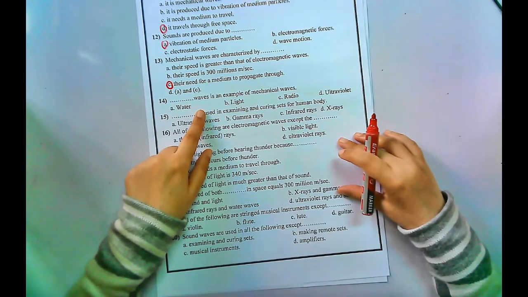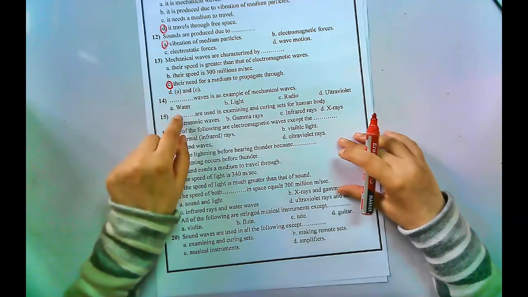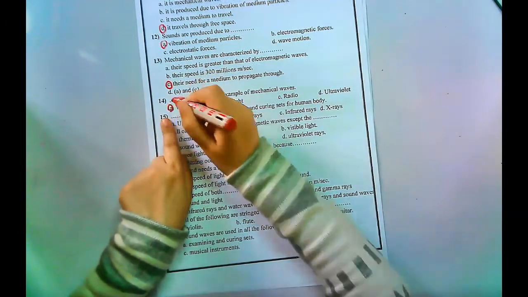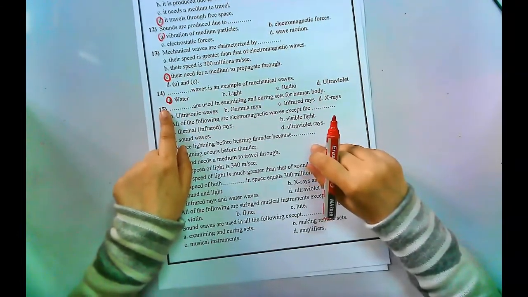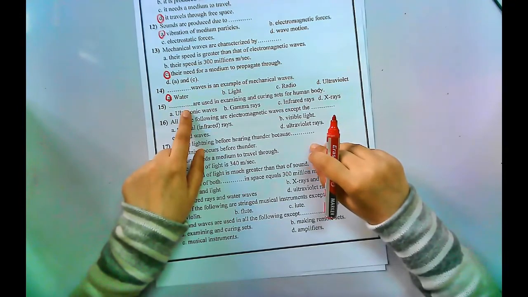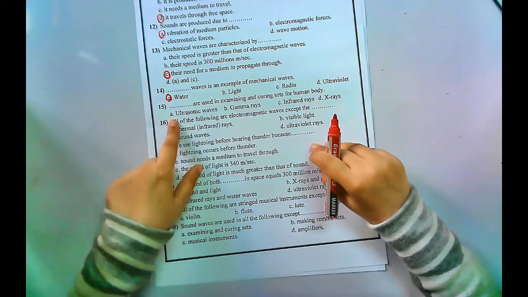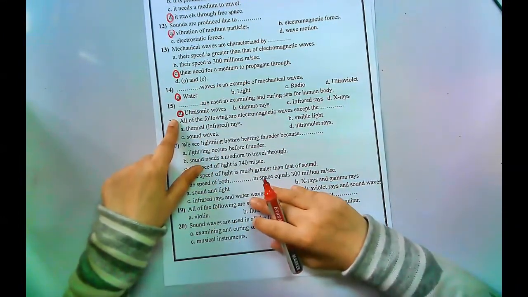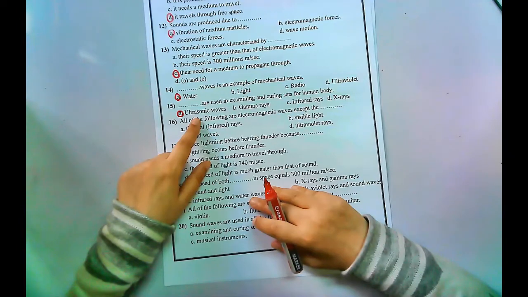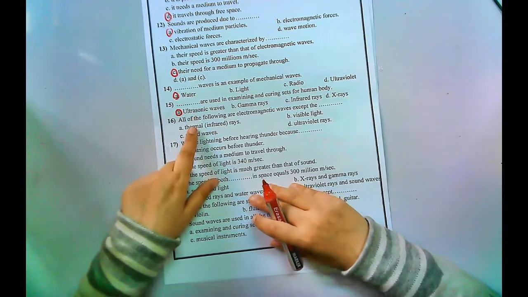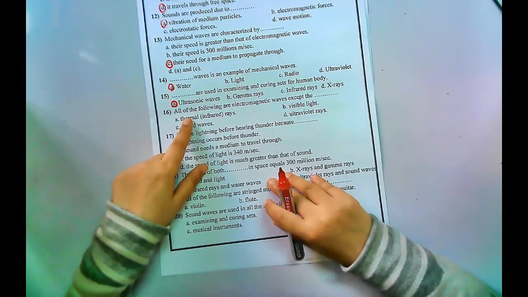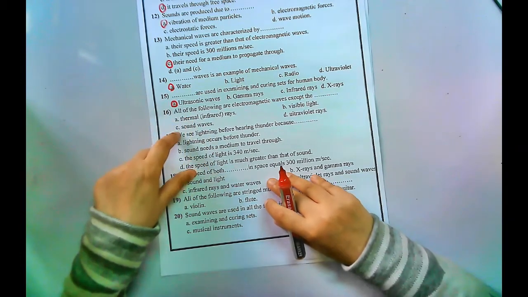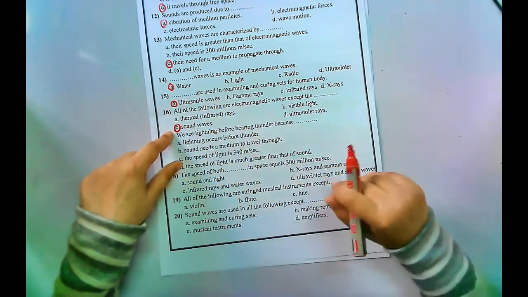What waves are examples of mechanical waves? We have two examples, which are water and sound waves. Two examples of mechanical, water and sound. What is used in examining and curing sets for the human body? Ultrasonic waves, which is a kind of sound waves from mechanical waves. All the following are electromagnetic waves except sound or water, they are mechanical.